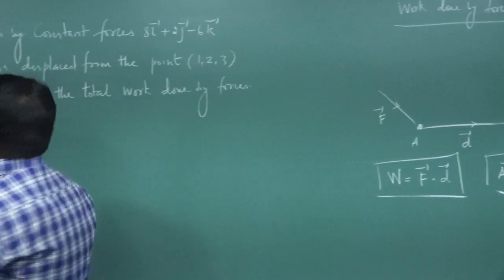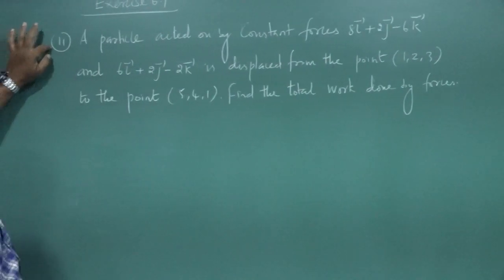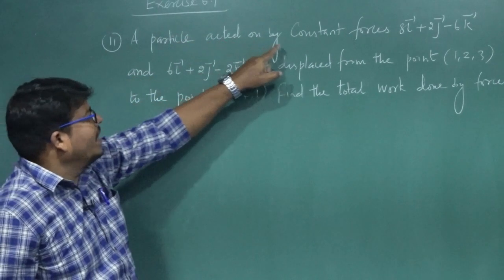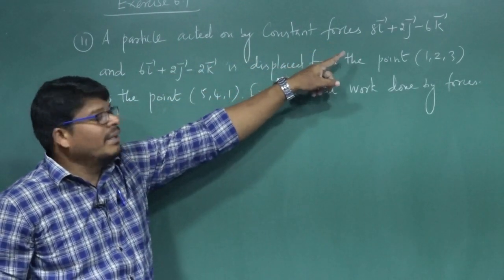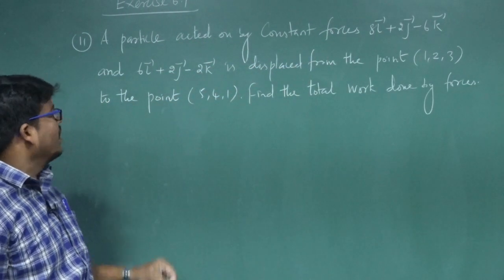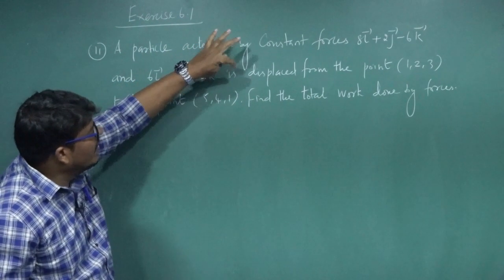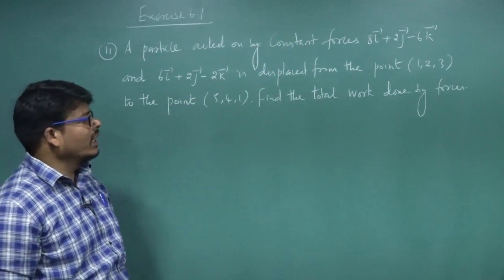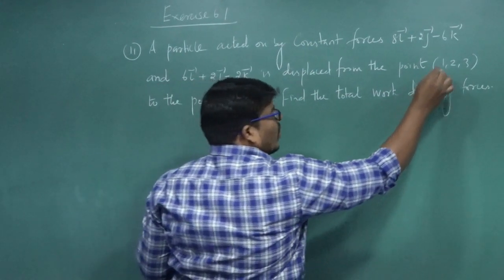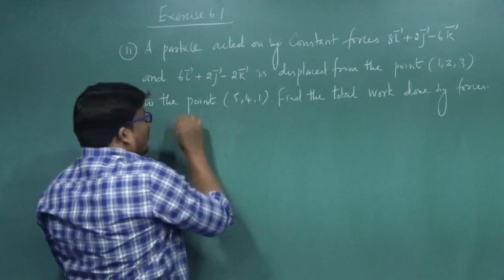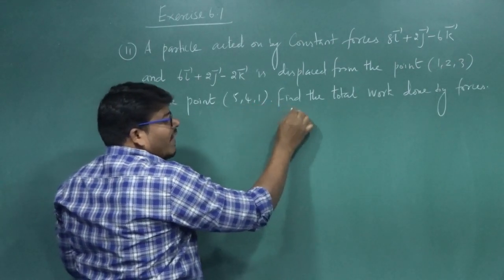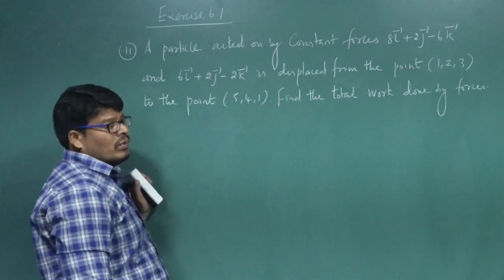In exercise problem 11, a particle acted on by constant forces 8i plus 2j minus 6k vector and 6i plus 2j minus 2k vector is displaced from the point (1, 2, 3) to the point (5, 4, 1). Find the total work done by the forces.